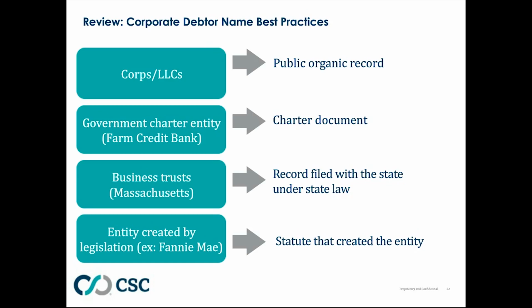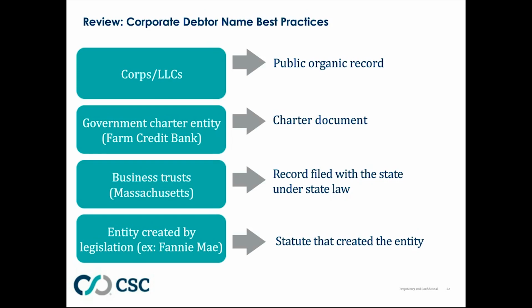Next up would be a government charter entity. For example, a farm credit bank, you want to look at the charter document. Next up, business trust. Let's say in Massachusetts, you want to look at the record filed with the state under the state law. And lastly, entity created by legislation. Some of these entities are created by legislation, like, as we know in recent years, Fannie Mae, so you look at the statute that created the entity.